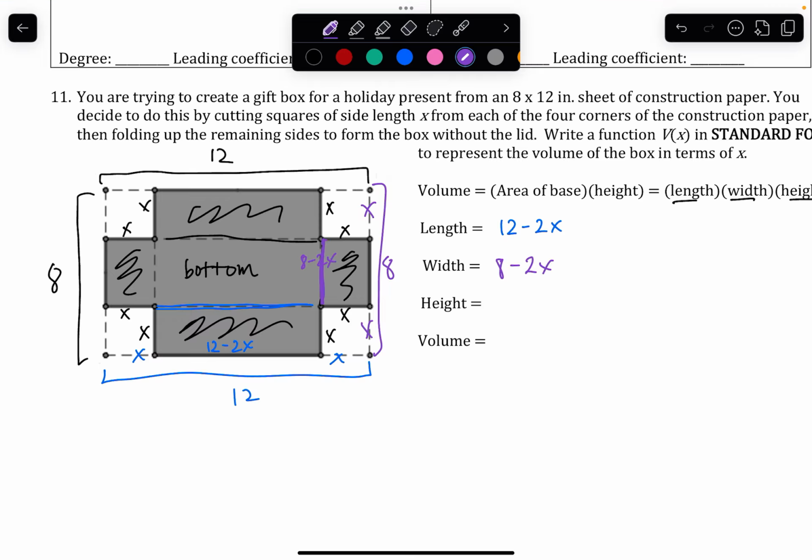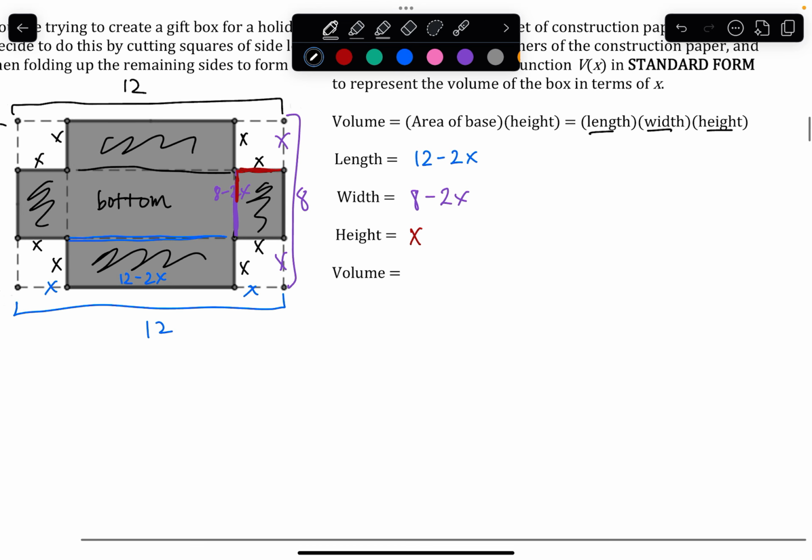Okay, and then this would be the height. When we stand up these sides by folding, the height would just be x. And so to find the volume, we would multiply all of these together. I'm going to put the x first, followed by the binomials.